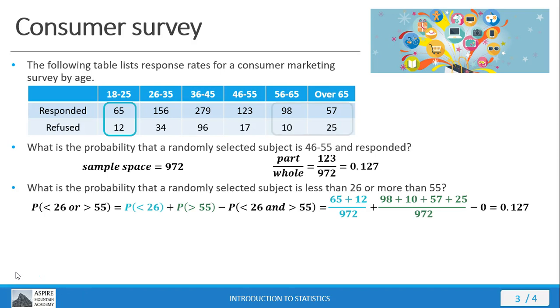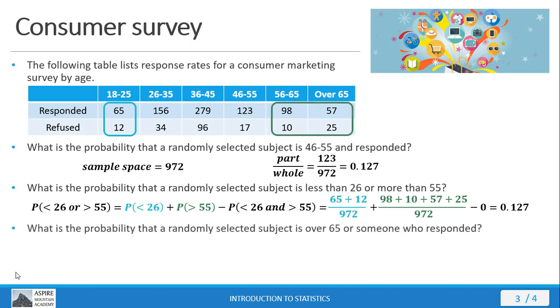So there's the 18 to 25. There's the over 55. And now we go to the next question. What is the probability that a randomly selected subject is over 65 or someone who responded? Again, stop the video, come back, we'll see how you did.